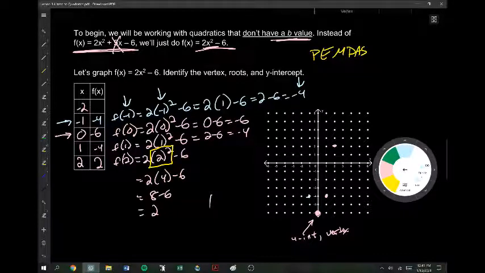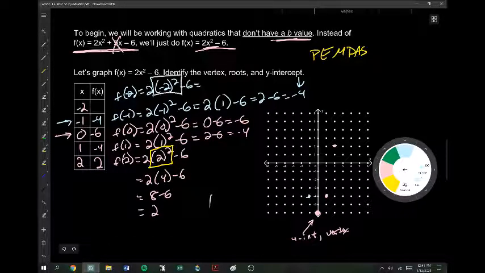Finally, I'll do f of negative 2. I'm kind of running out of space because I'm not writing very well horizontally here. But f of negative 2 becomes 2 times negative 2 squared minus 6. I do the negative 2 squared first to get positive 4. 2 times 4 is 8, and 8 minus 6 is 2. So we plugged in negative 2 for x, and got out 2 for y.